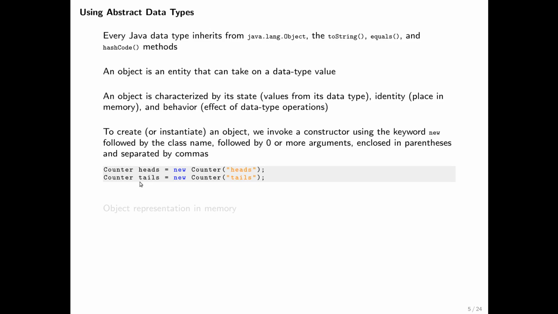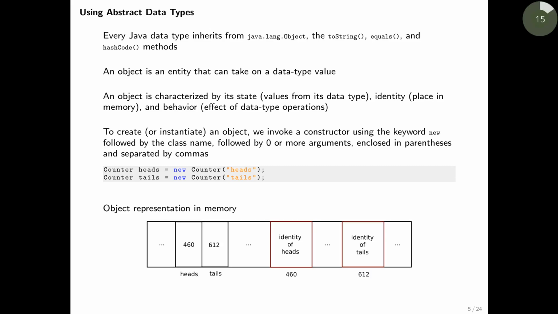And then we do the same thing for tails. We say tails is an object of type Counter, and on the right hand side we have the initialization that says new Counter, which is the call to the constructor, with the string ID set to tails. Right? So once these two statements are executed, we have two objects in memory. We have the heads object and the tails object, and both heads and tails are of type Counter.